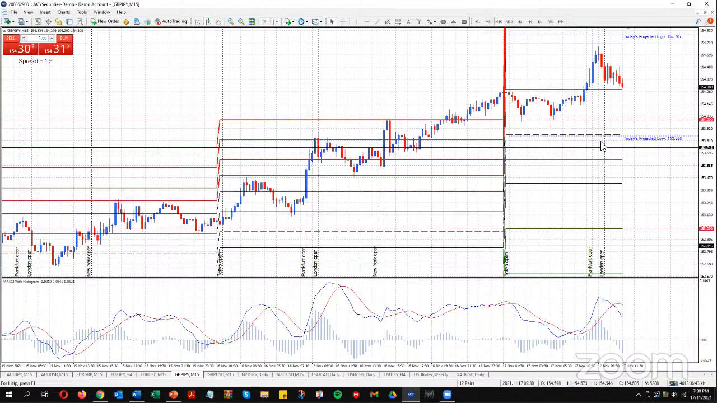And Nathan, you're saying, well, yeah, there could be a setup here at the central pivot. Central pivot overlaps with the projected low, so we have a bit of a confluence area there. That would be a level that, yes, could hold. But the key area that definitely has to hold is 153.74. So there's a couple of levels there, 153.74 or the central pivot, 153.86 with today's projected low.